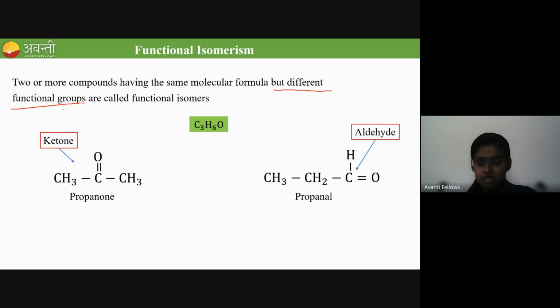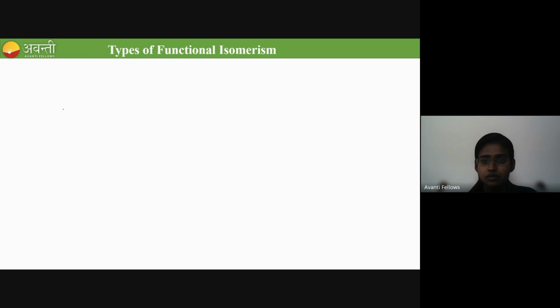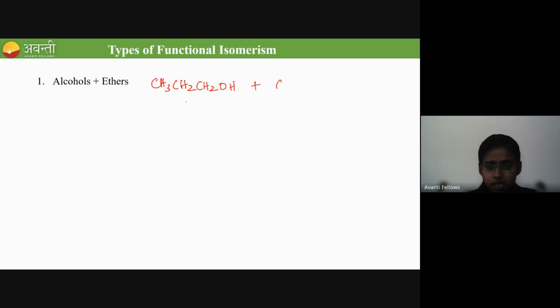So like this, we have 5 sets of pairs. I'll give you those pairs. Alcohol always pairs with ether. The formula for alcohol is ROH, so CH3CH2CH2OH. This is the alcohol. And coming to ether, we have ROR, so CH3OCH2CH3. This is an ether.